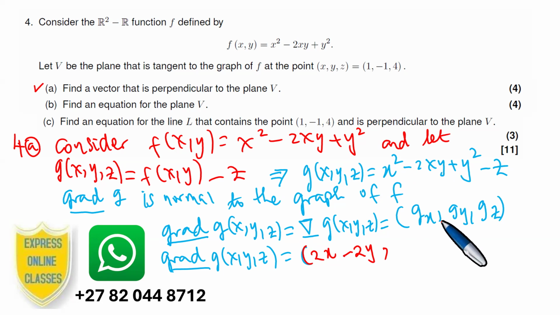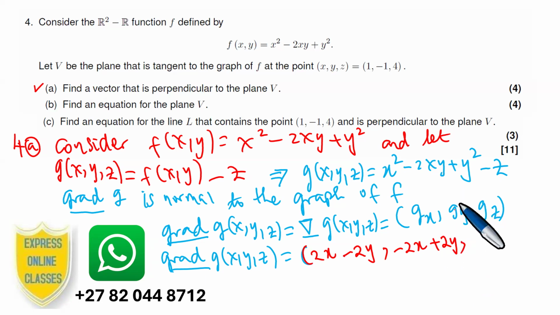gy is the partial derivative of the function g with respect to the variable y. The derivative of x squared with respect to y is 0, and the derivative of minus 2xy with respect to y is minus 2x. With respect to y, y squared has the derivative 2y.